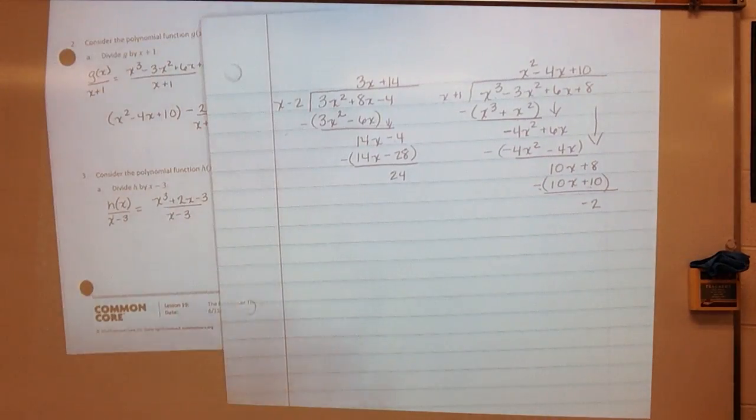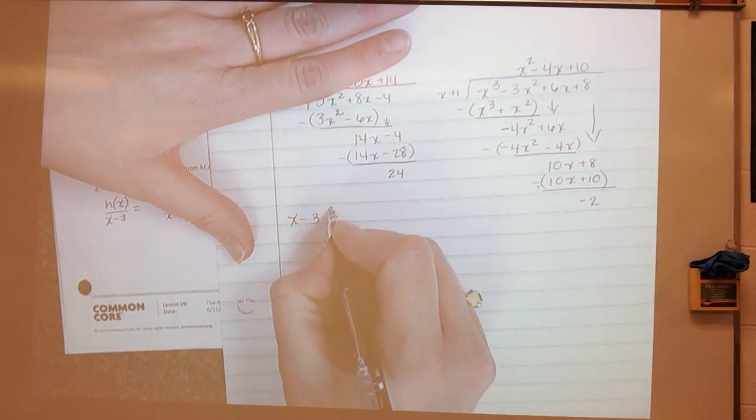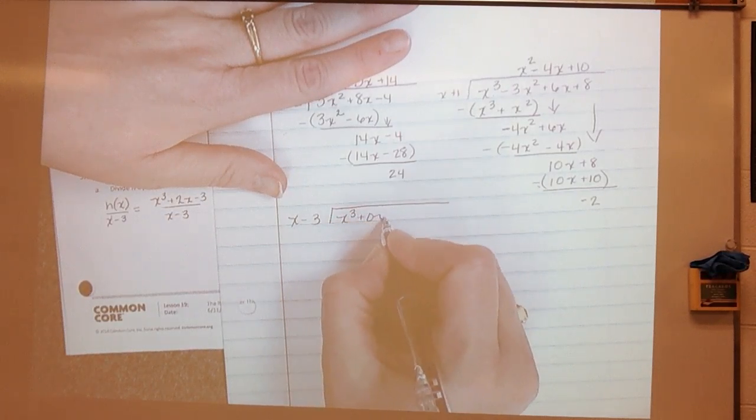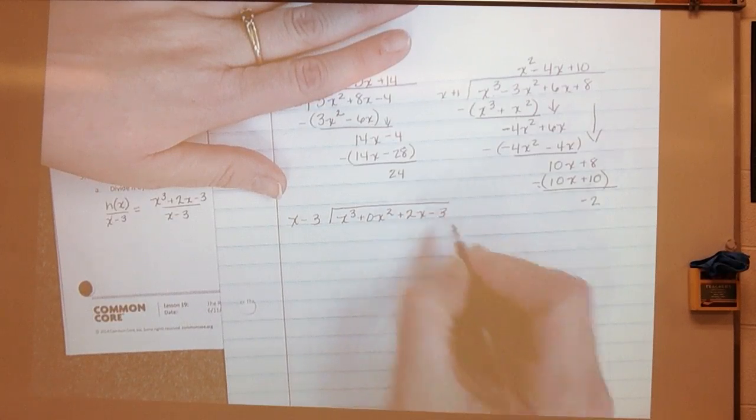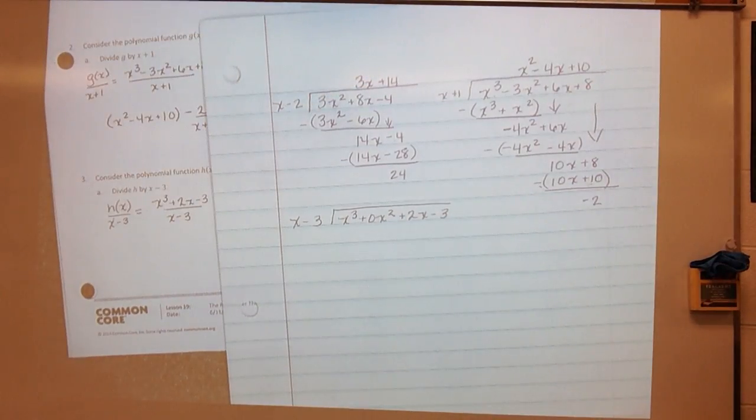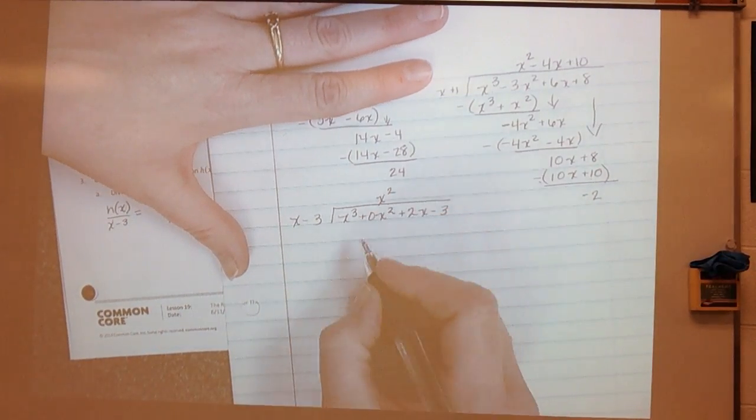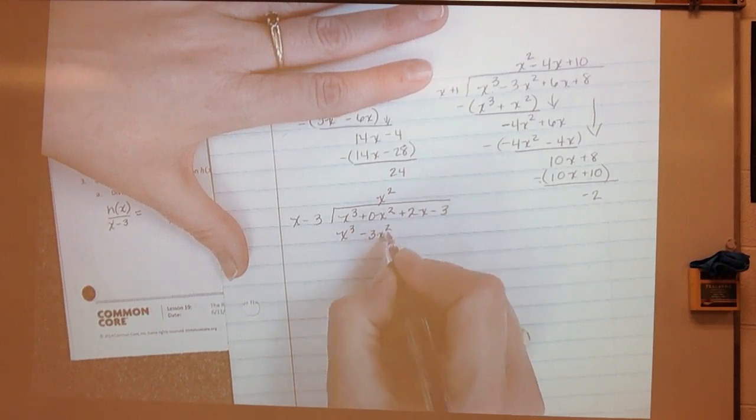Be really careful when you're doing your division here, because you notice I am missing some terms. So we need to fill that in. So we have x cubed plus 0x squared plus 2x minus 3. Alright, so x goes into x cubed, x squared times. So I get x cubed minus 3x squared.